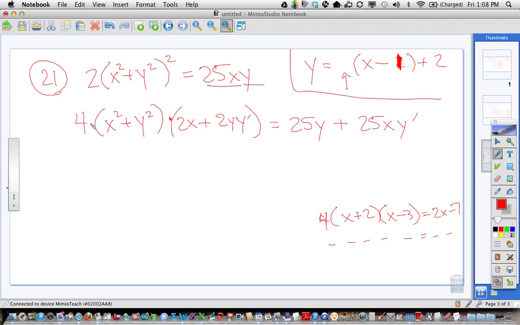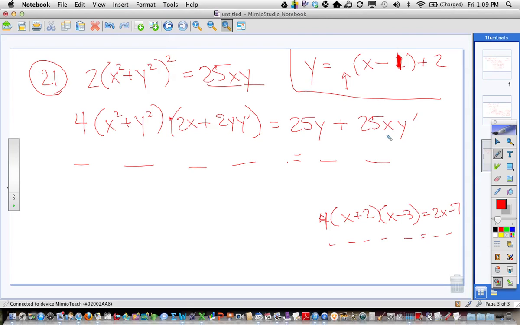So you have to FOIL this out, distribute through the 4, and then you'll have like 4 terms on this side. A couple of them will have y prime in them. And then you'll have a couple terms over here. This one has a y prime in it. And you'll just gather the y prime terms to one side and the non-y prime terms to the other side. Factor out your y prime and away you go. So that's it. But it's just messy because there's a lot of algebra with all the FOILing.